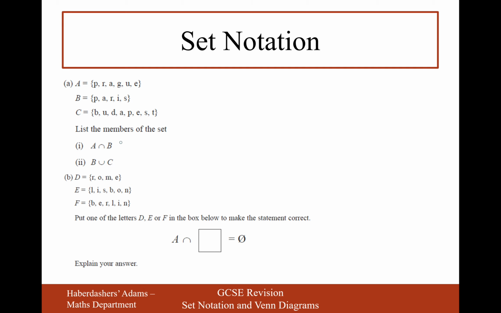Okay, let's get started then. So list the members of the set A and B. So they have to be in both A and B. So P is in both of them, R is in both of them, A is in both of them, and that's it.